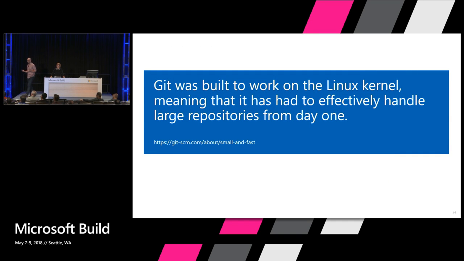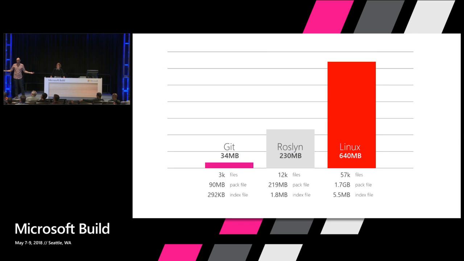Now, you might be wondering about this because actually on the Git webpage, I visited this morning, gitscm.com says that Git was built to work on the Linux kernel, meaning that it's had to handle large repositories from day one. Okay, so why did we have a problem moving Windows into Git then? Linux is a big repository. If you compare it to some other open source repositories, if you want to compare it to Roslyn, it's about 230 megabytes of source code when you check it out, of documentation, of tests. The Git repository that manages the Git version control system itself is a mere 34 megabytes. So Linux does look really big.